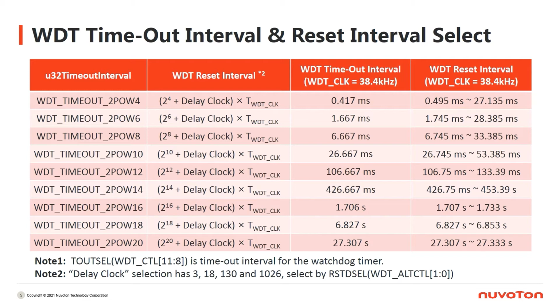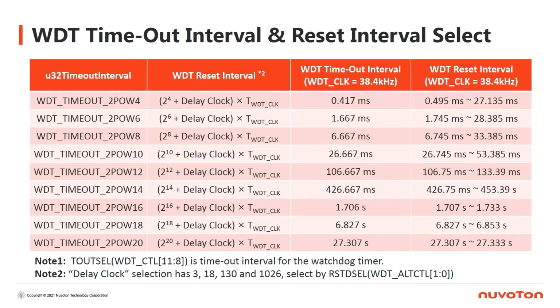Since we provide 9 selections of timeout interval, from 2 to the 4th power to 2 to the 20th power, the WDT timeout interval shown in the third column could range from 0.417 microseconds to 27.307 seconds.